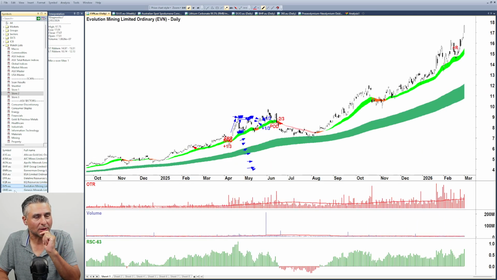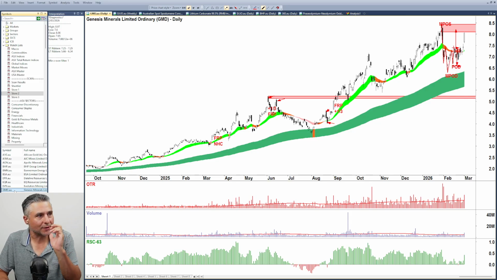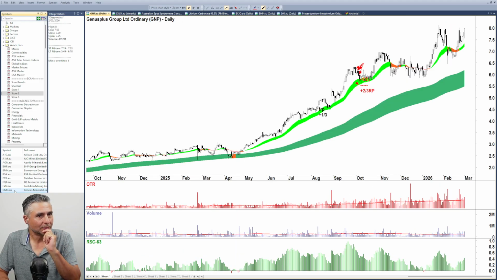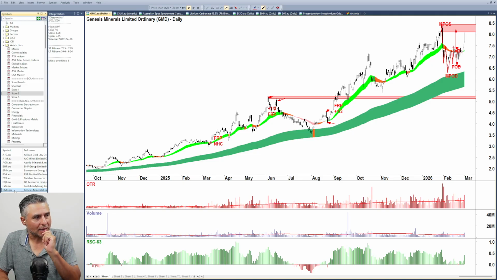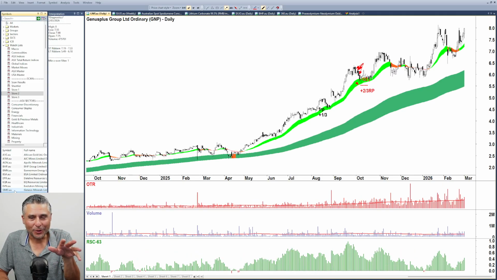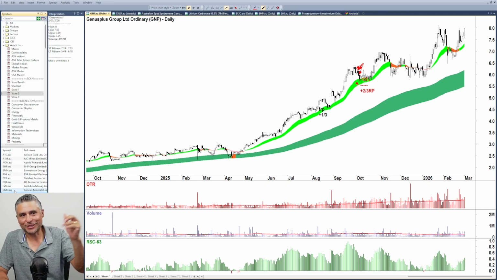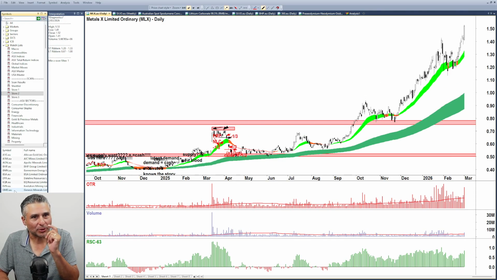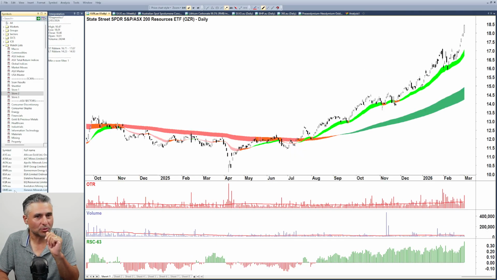Oh, that one's magic. It's been in so many times. EVN. Some of you must have EVN. It's been in so many times. GMD. Just a magnificent end candle there. GNP. This is the one I thought about a little bit, only because the other ones are so good. But then I thought, you know what? If on any other day this would get in. Metals X. Amazing. I shouldn't brush past these.